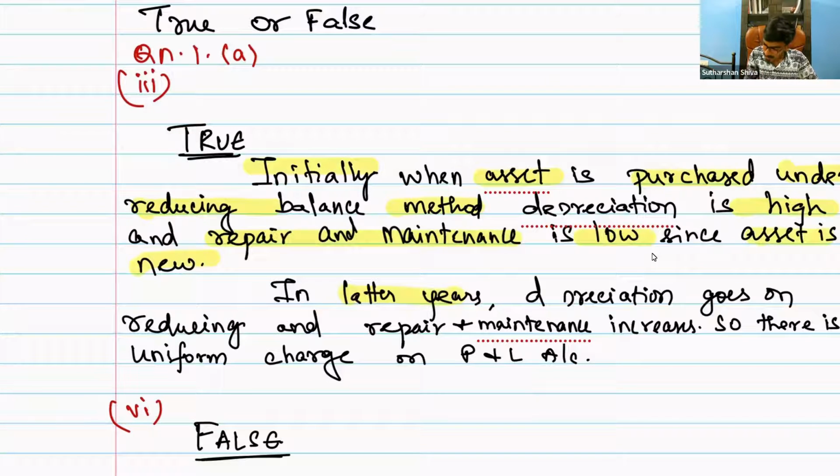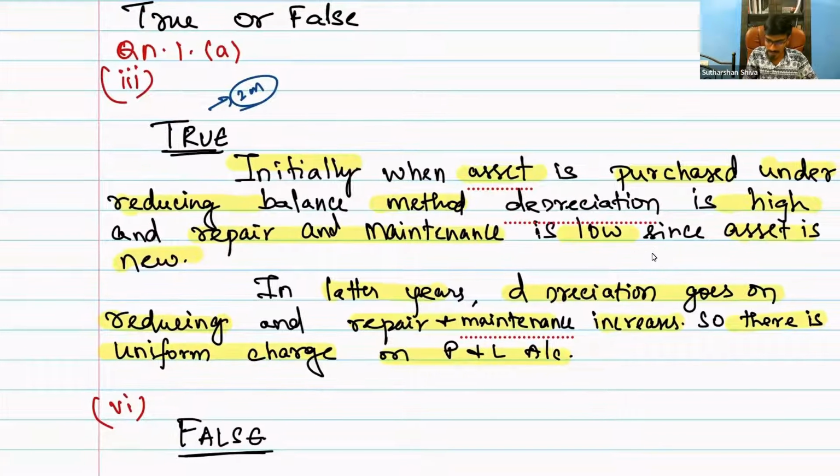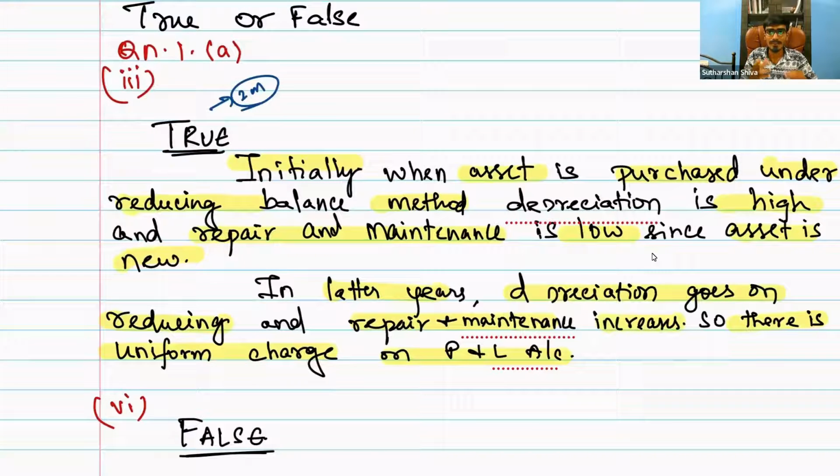In the later years, depreciation goes on reducing and repairs and maintenance will increase because of the usage of that asset. So there is a uniform charge on the P&L. If you write this, only then will they give you 2 marks. Just listen carefully; I want everybody to listen, to have an interactive session. Don't even write it. You will get this PDF.